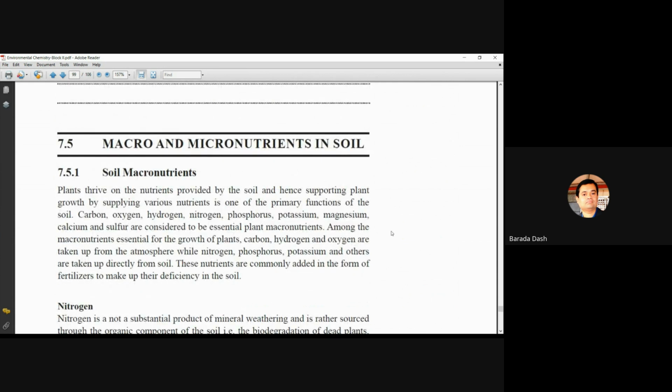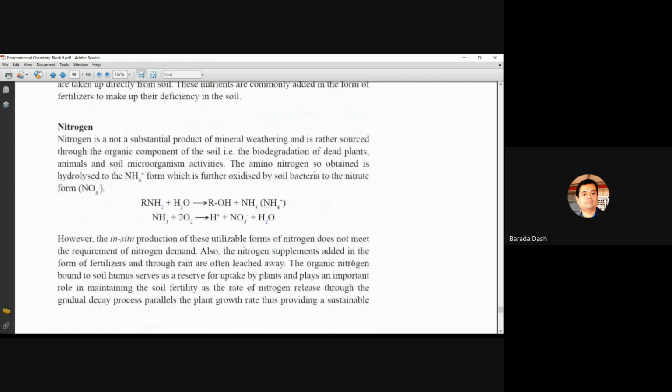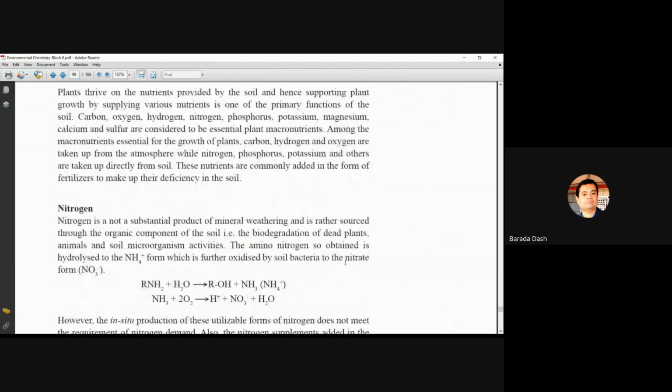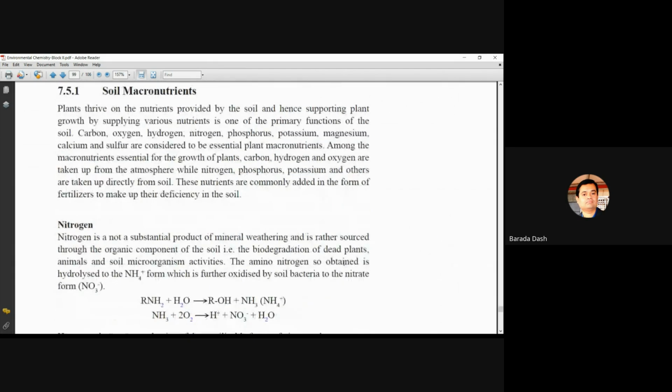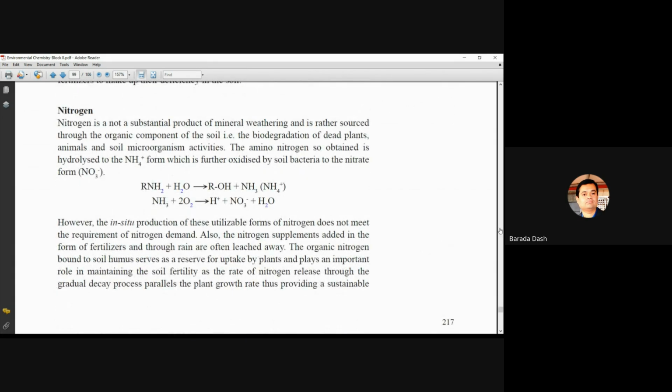So what are nutrients? Nutrients are essential for the survival of plants in the soil. If we do not have enough nutrients, the plants will not survive. So there are two types of nutrients. Macronutrients means large amounts of nutrients required by the plants, and micronutrients means small amounts required by the plants. Nitrogen is a macronutrient. Macro means a lot of nitrogen is required for the survival of the plants.